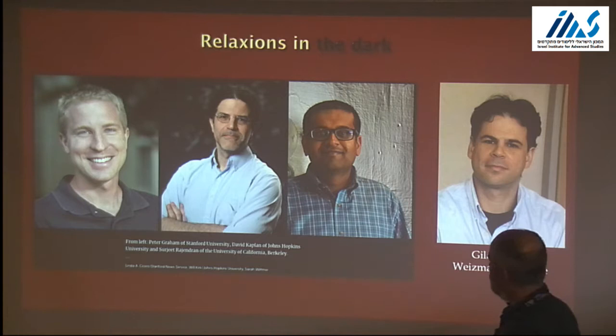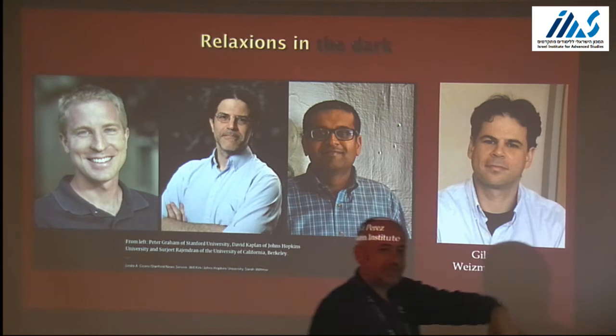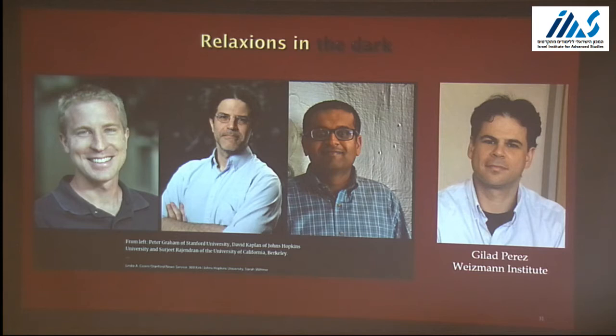which is due to these folks here. You see Peter Graham, David Kaplan, Surjit Rajendran, and these were the guys who wrote a paper a few years back about a particle called relaxions, which is a play on words, so you can see it has an axion in it, but it's some kind of an axion that undergoes relaxation oscillations in the early universe, so it's a relaxion. The reason they introduced this was their attempt to solve the hierarchy problem we have mentioned earlier.